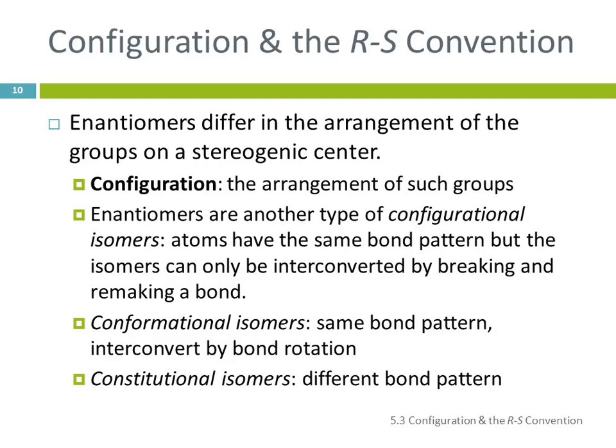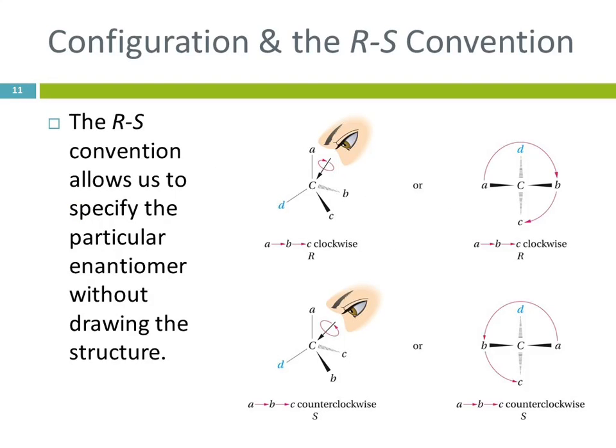So constitutional isomers, I'm just trying to review this for you because it is confusing, all these different kinds of isomers. These differ in their constitution, in their makeup. This is where we have a branched alkane or a straight chain alkane. They differ in how the atoms are actually connected. So that's a different group. Back in, I think it was chapter 2, there was a nice table that showed you the different kinds of isomers. So refer to that if you need help with that.